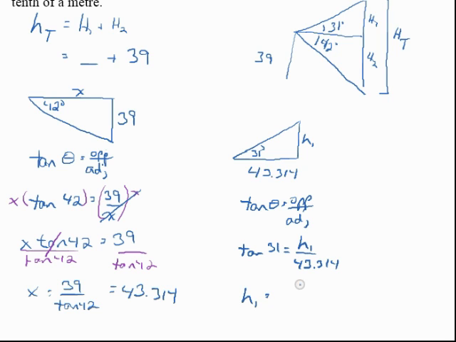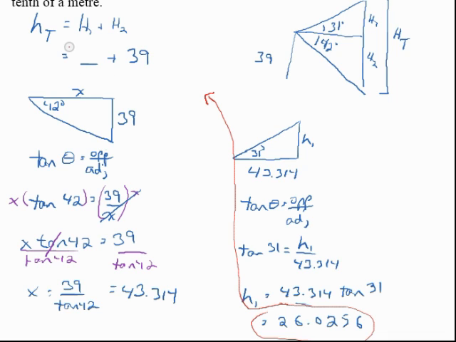We get H1 equals 43.314 tan 31. Now again, you should have kept this whole number in your calculator, and then you multiply that by tan 31, and you get 26.0256. We'll keep that whole amount and drag it up to here. So this equals 26.0256 plus 39, and that equals 65. We can round it now to 65.0 meters. And there's our answer for the total height of the building.